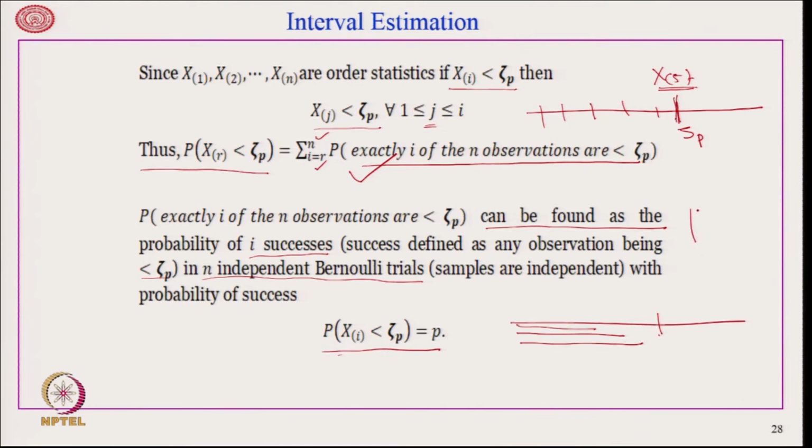I hope you understood it, but let me explain again. Suppose this is my zeta p. That means the probability that an observation is less than this value is equal to p, and the probability that an observation is greater than this value is 1 minus p. Therefore, when I choose a sample, it has probability p to be on the left side of zeta p and probability 1 minus p to be on the right side of zeta p.